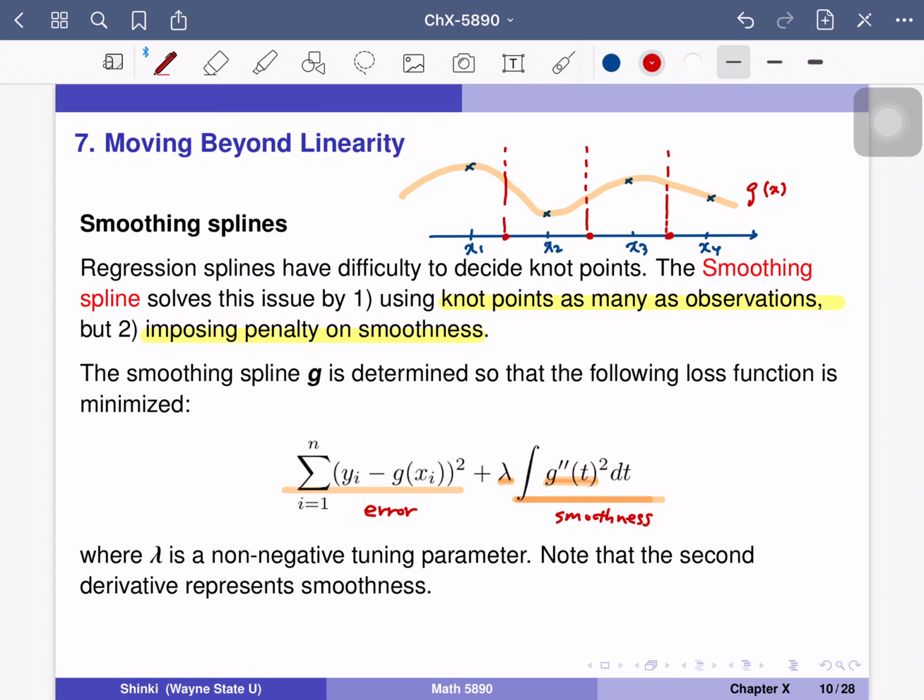This is the same concept as lasso or ridge regression. Here lambda is a hyperparameter. It is a non-negative parameter, so we have to optimize it by cross-validation.